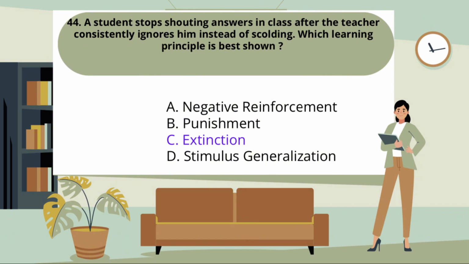So letter A, negative reinforcement. This removes something unpleasant to increase behavior, not to decrease it. So why not letter B, punishment? The teacher did not punish the student. She ignored him. And why not letter D, generalization? Generalization is when a behavior spreads to similar situations, which is not happening in this situation.